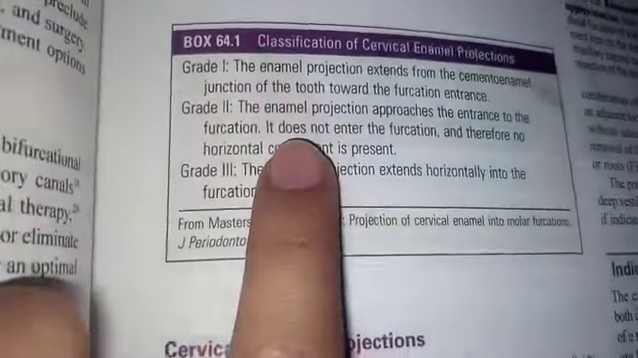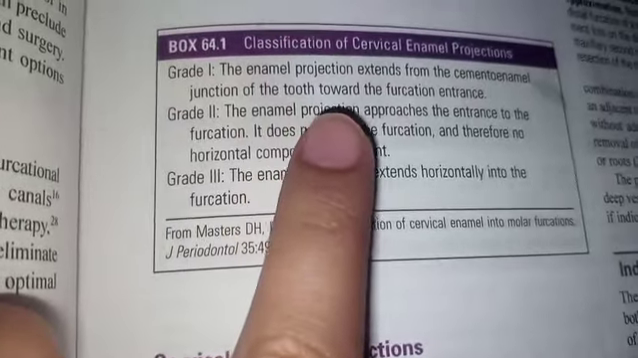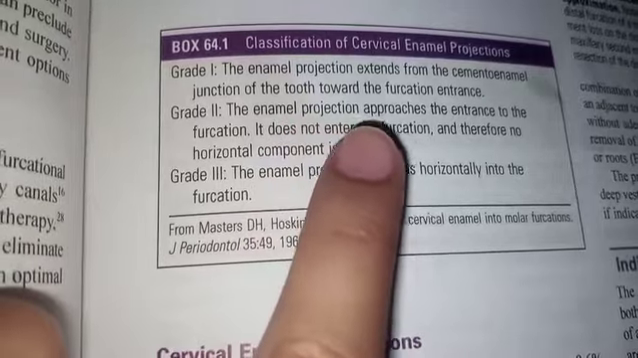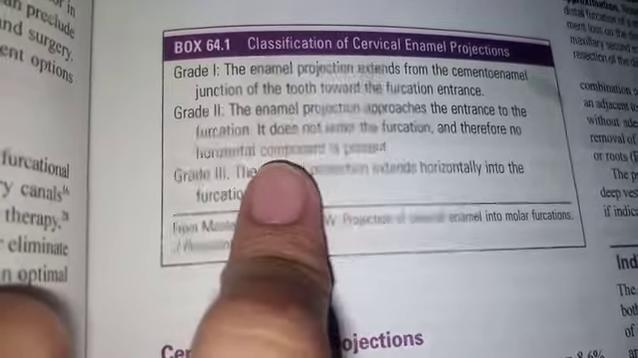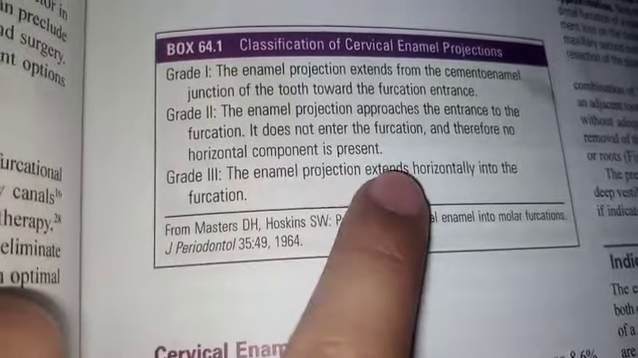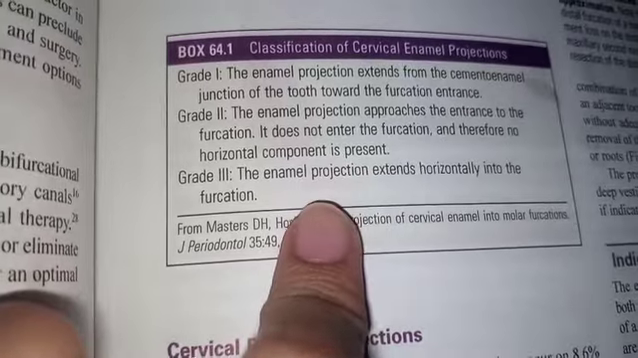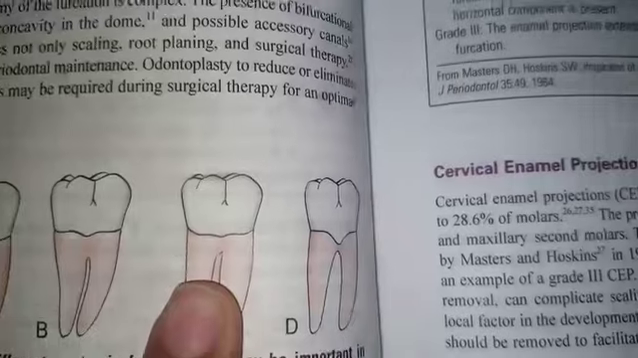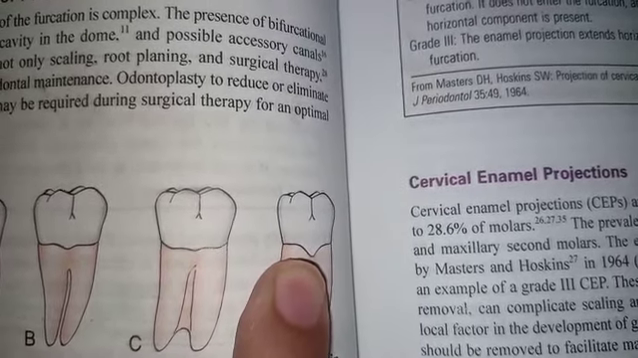Like the classification of cervical enamel projection. In grade 1, the enamel projection extends to the cemento-enamel junction of the tooth towards the furcation entrance. In second grade, the enamel projection approaches the entrance to a furcation, but it does not enter the furcation, and therefore no horizontal component is present. Grade 3, the enamel projection extends horizontally into the furcation area. It is like this. This is the cervical enamel projection.